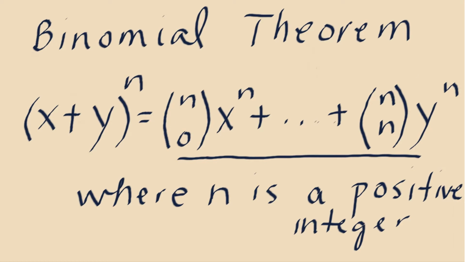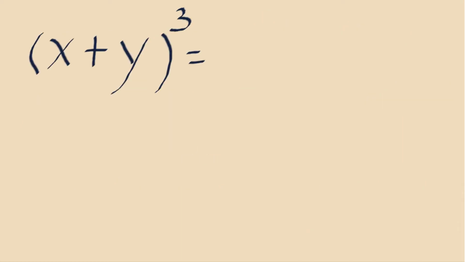So let's look at the first example. Let's say we're expanding x plus y to the third power. Now, using the binomial theorem, it's a little longer compared to the shortcut I showed you in part 1 of this binomial expansion concept. This one is using the theorem that makes use of the combination concept.